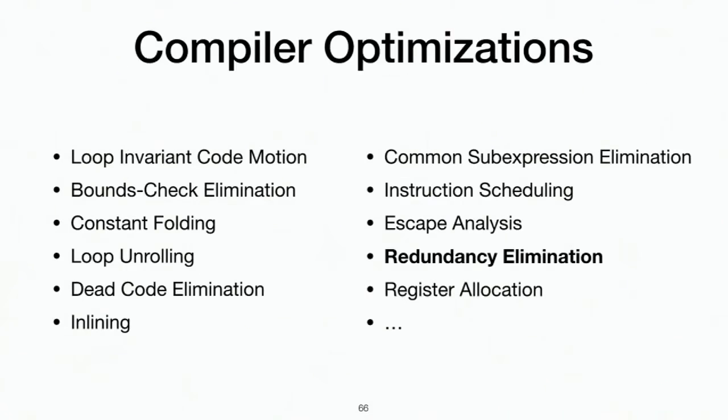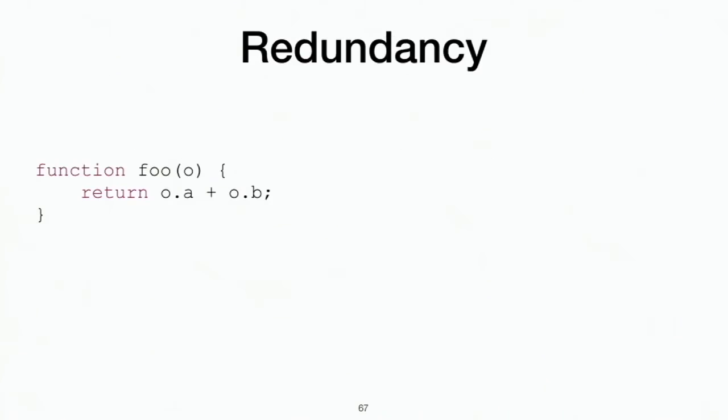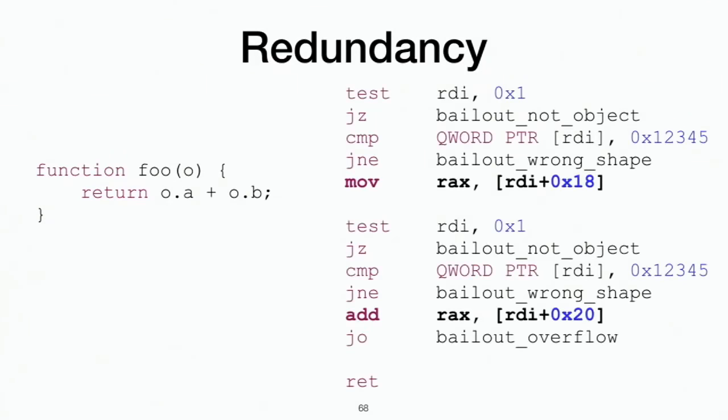All right, so let's talk about the other optimization. This is redundancy elimination. First question is, well, what is redundancy in this case? So let's say we have this function that's fetching 2 properties, adding them together. If you compile this just like with the schema we've seen, you might end up with code like this, where it first does the SMI guard, then the shape guard, then fetches the first property, and then it again does the SMI guard, shape guard, fetches the second property.